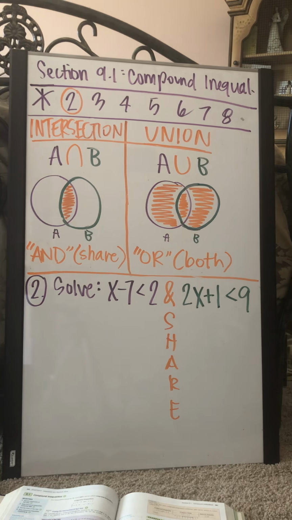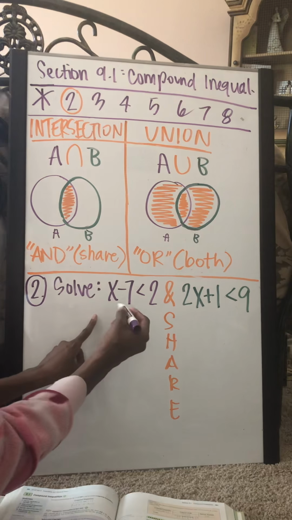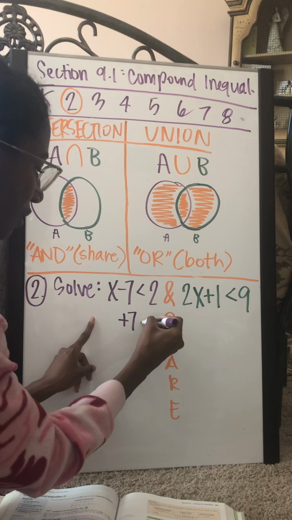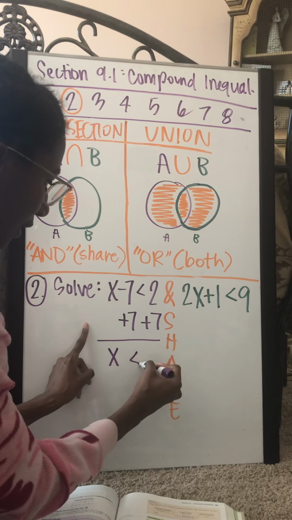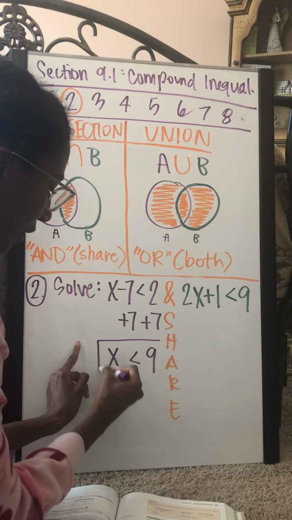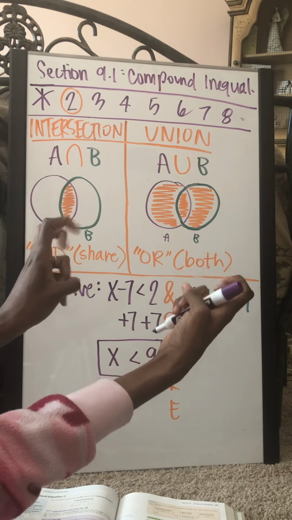So we need to solve. Our goal is to get the x by itself. We have this negative 7 connected to our x, so we do the opposite, which is add 7 to both sides, okay? So once we do that, we get x is less than 9, okay? So that is going to be for our first set, or our A.